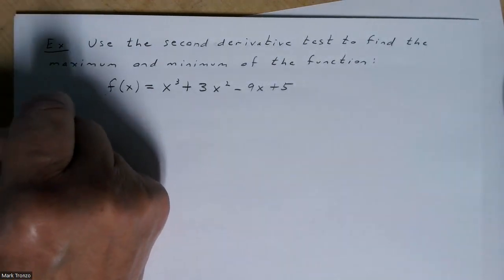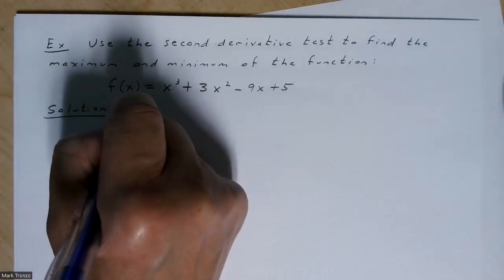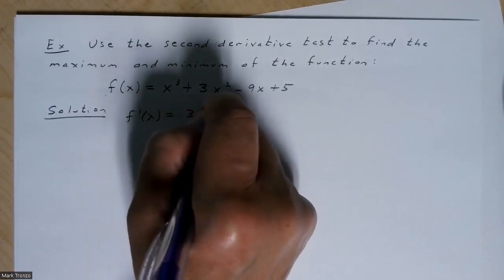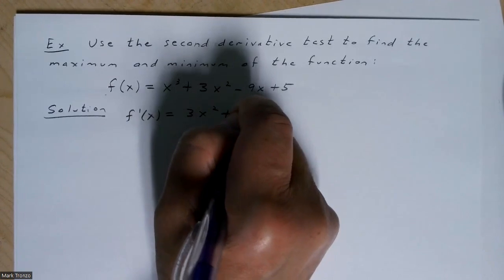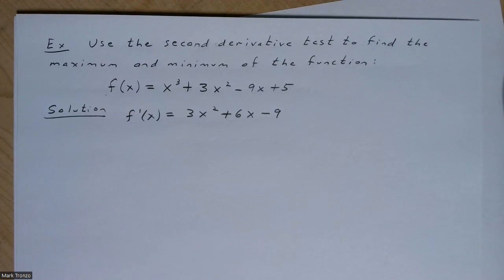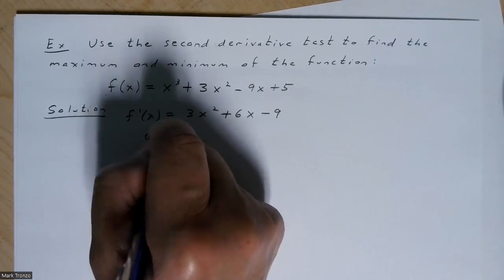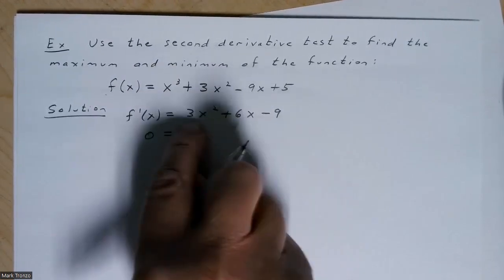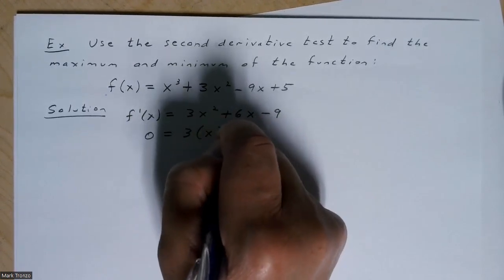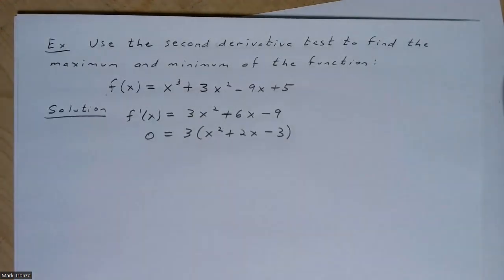And remember, whenever you want to find the maximum and or minimum of a function using calculus, we start by taking the first derivative and set that equal to 0. And so that gives us this. And we want to set this equal to 0. And we can factor out a 3 here. That's going to make it a little bit easier. Plus 2x minus 3, like this.